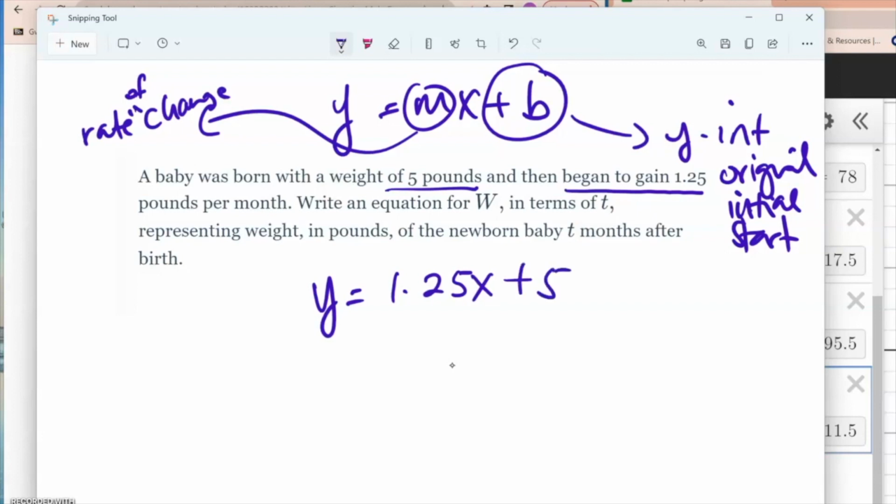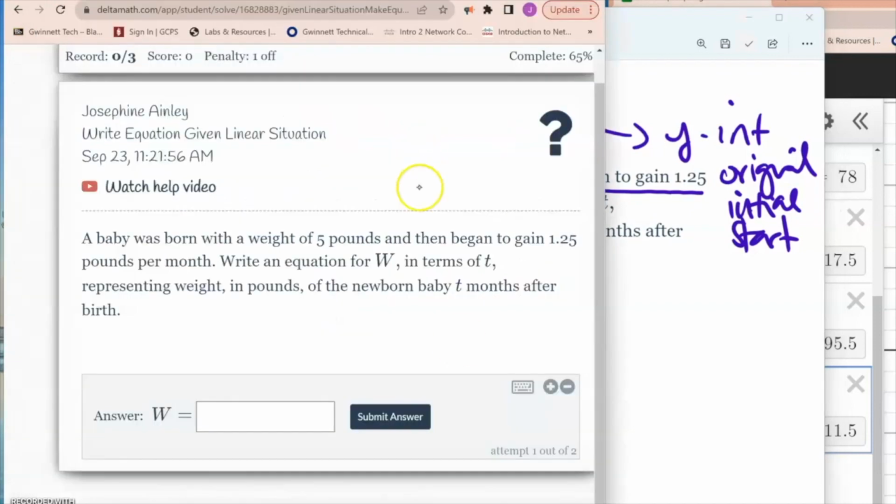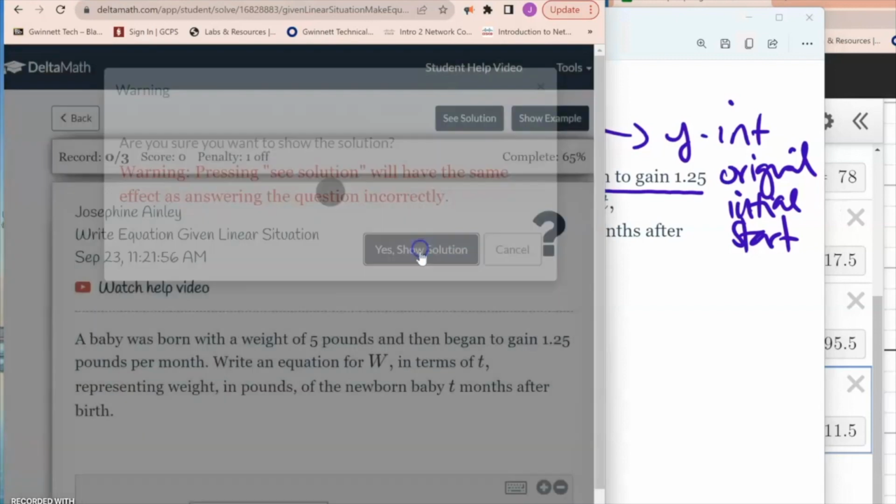And again, I'm going to do a couple of these problems just to make sure that you understand. So that's how you write your linear equation. All right, let me do another one just to make sure we're on the same page.